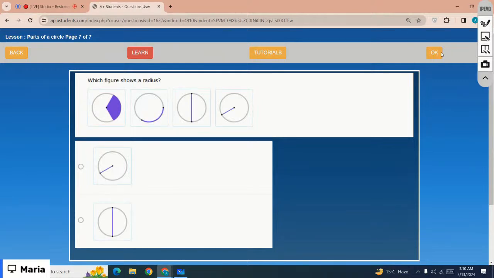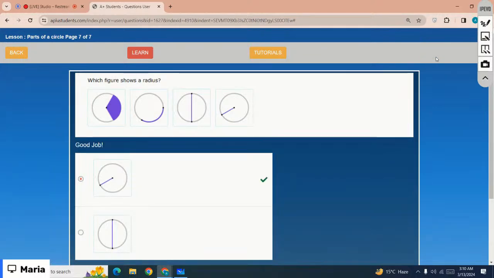Okay, the next one is which figure shows a radius? Which is the correct option? Yes, the radius is the first one, right? Okay, we are done with the lesson. Let's just move on to the next lesson.